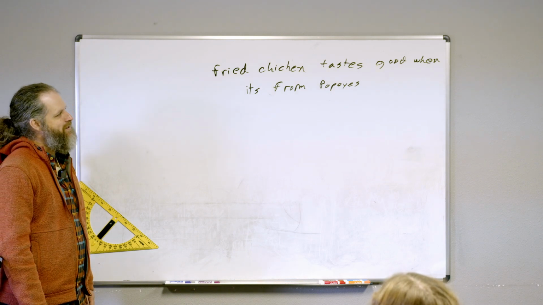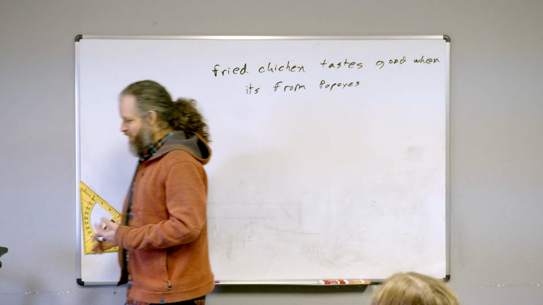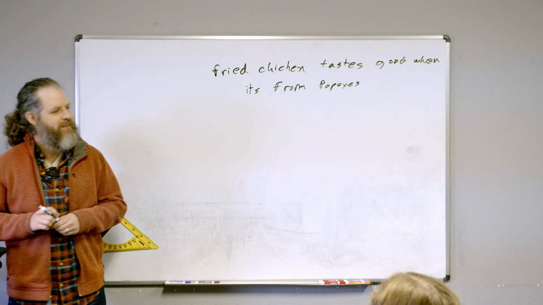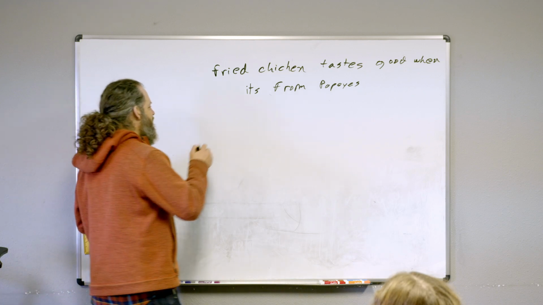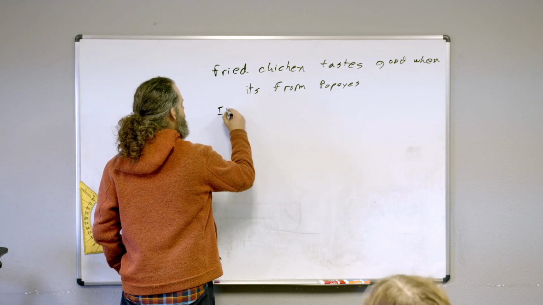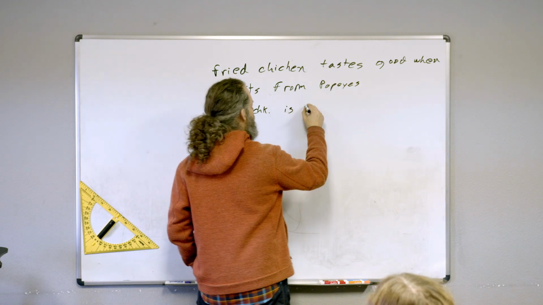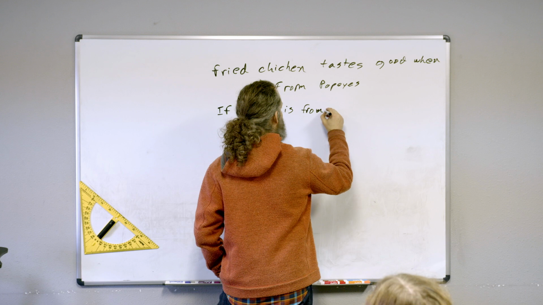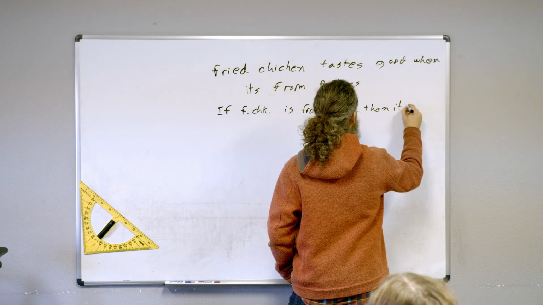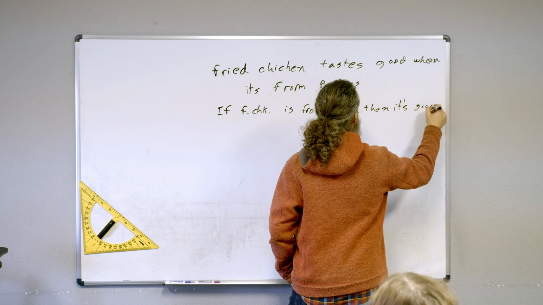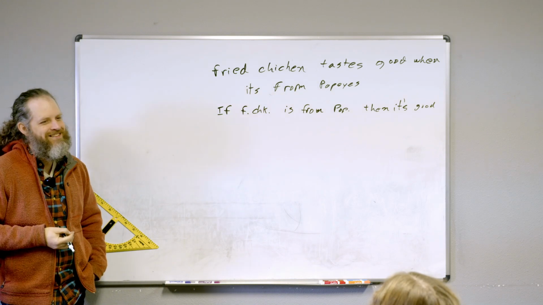But anyway, it doesn't matter. We're not asking for the truth value. Fried chicken tastes good and it's from Popeyes. We need to turn this into if-then form. Oh, look, I marked up my book. Good job, me. So how would we do that? If chicken is from Popeyes, then it's good. Right. If fried chicken is from Popeyes, then it's good. So, get those problems right on the test because they shouldn't be that hard.